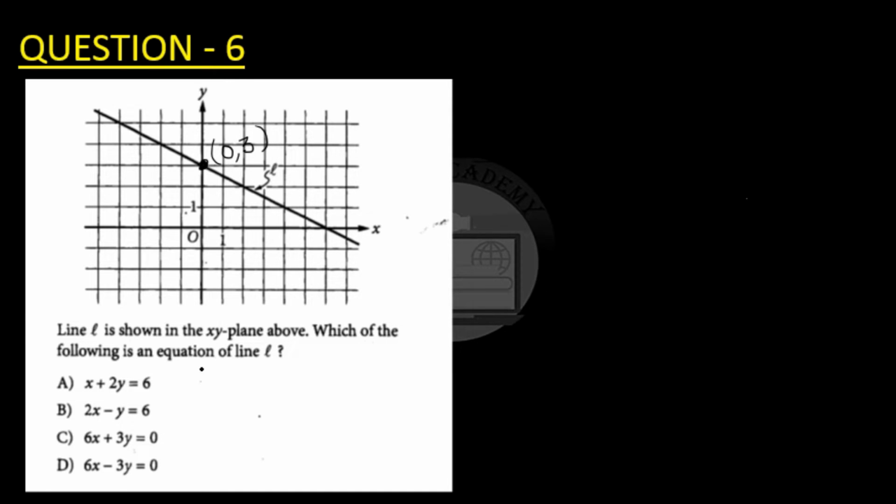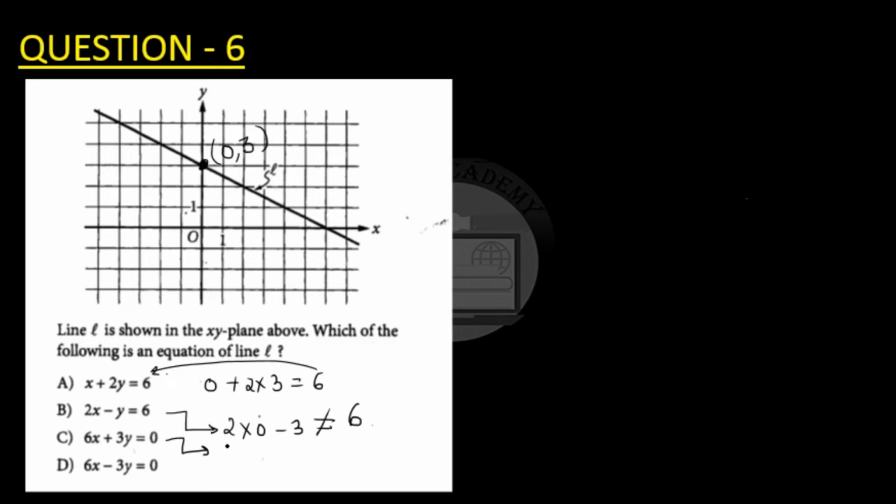So let us substitute the point (0, 3) in the first line. When we substitute x as 0 and y as 3, what do we get? 6. And the right hand side is also equal to 6. So our equation is getting satisfied. If we see in all other cases, the equation doesn't get satisfied. If you put it in the second equation, 2 into 0 minus 3 does not give us 6, which is there on the right hand side.